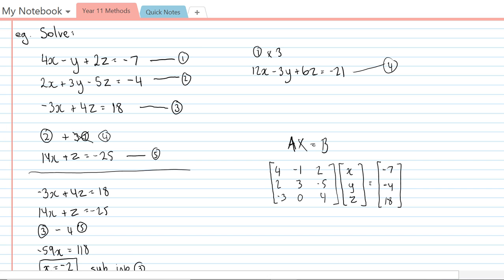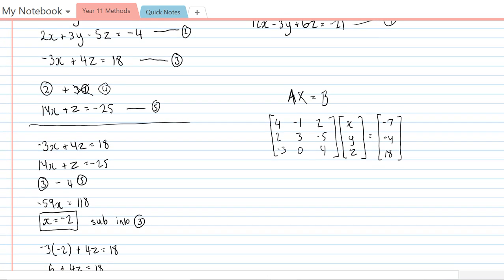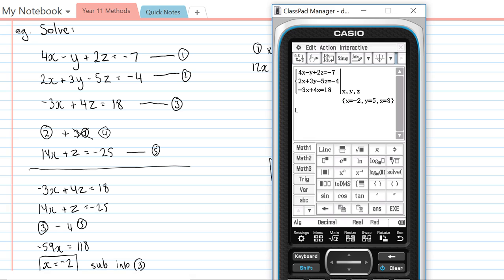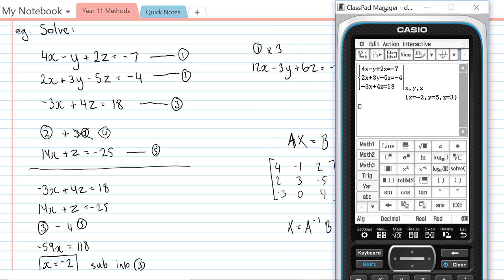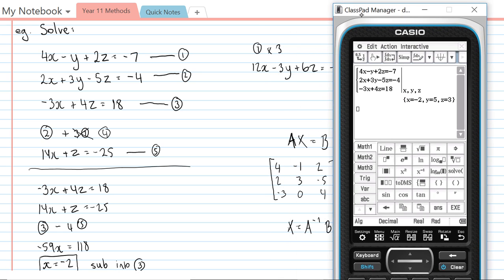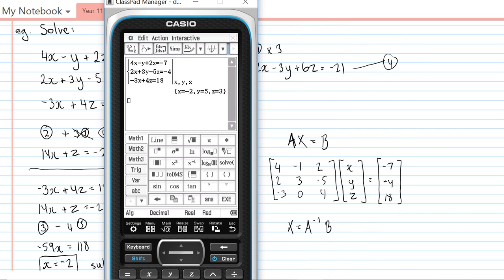You might also remember that there was no way to do matrix division, but we could do the inverse matrix. So we could rearrange this equation to say X is equal to the inverse of A multiplied by B. And that's all I'm going to do. So when I do this on the calculator, this is your other way.